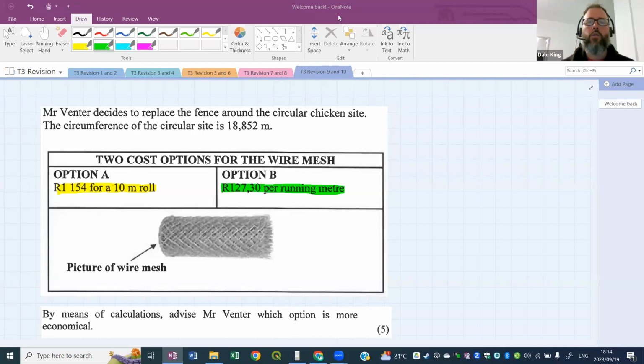All right, who is keen to try this one out? Okay, there's the circumference. There are two options. Who would like to try this one out? Anybody? Anybody out there? Somebody to help me. Anybody? Oh, it's crickets. All right, there we go, Emmanuel.